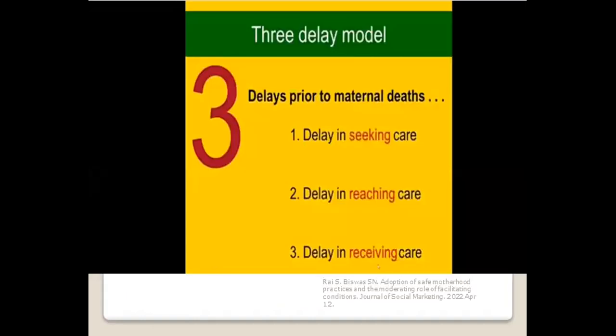Now comes the three delays model, which is also very important in discussion of maternal mortality. According to this model, there are three delays prior to maternal deaths. First, delay in seeking care; second, delay in reaching care; and third, delay in receiving care.